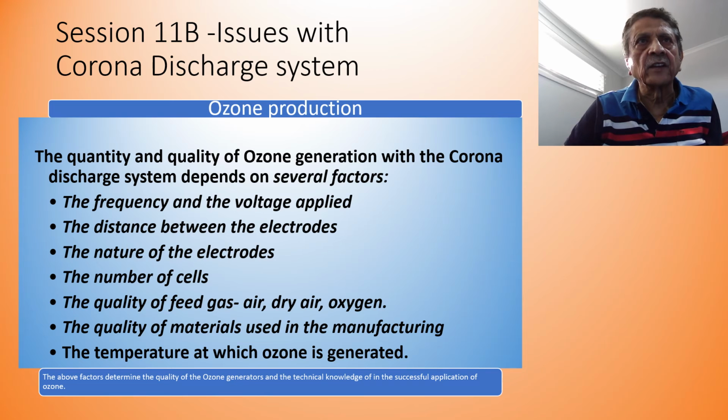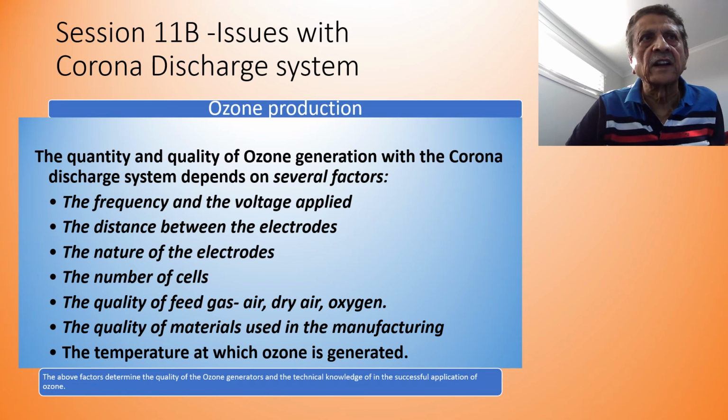The quantity and quality of ozone generation with the corona discharge systems depends on several factors. The frequency and the voltage applied, the distance between the electrodes, the nature of the electrodes, the number of cells, the quality of feed gas, air, dry air or oxygen, the quality of materials used in the manufacturing of the cell, the temperature at which the ozone is generated.